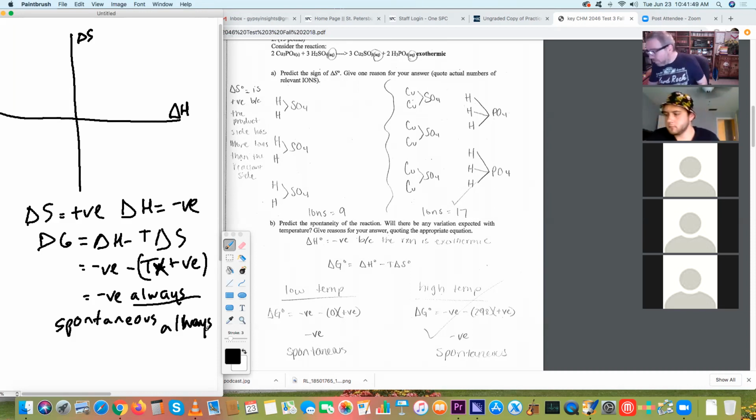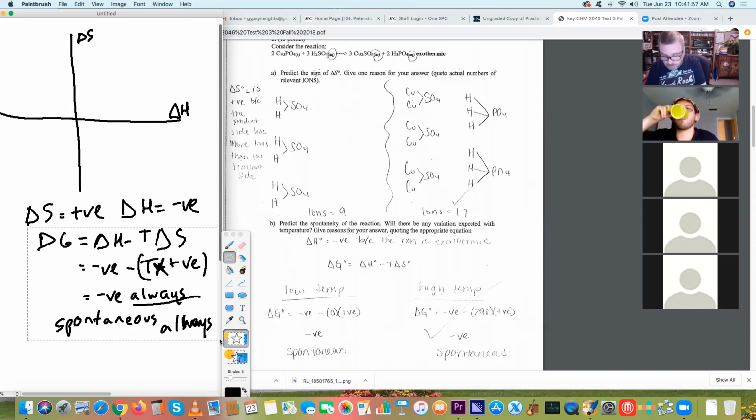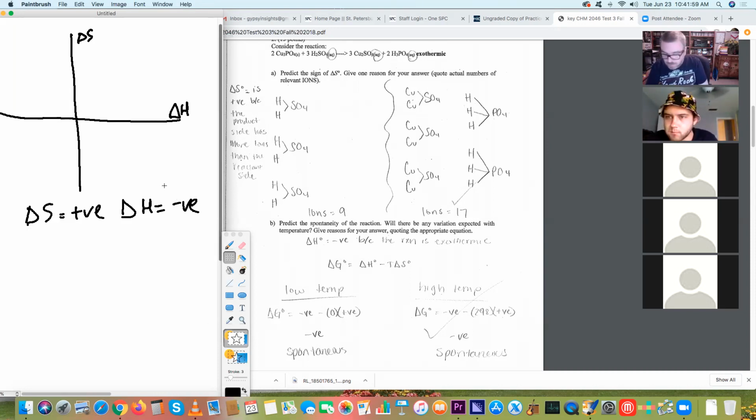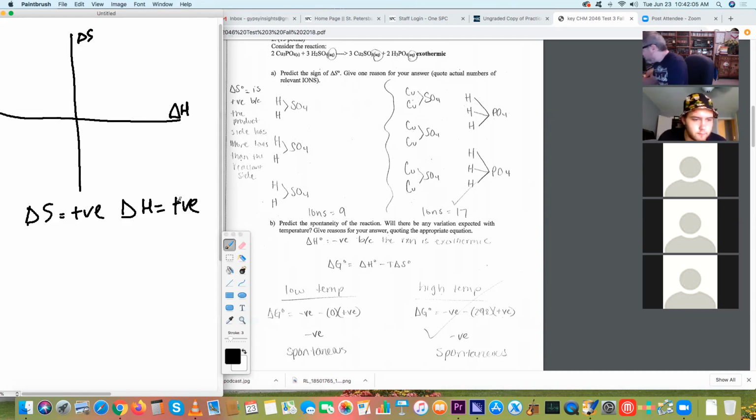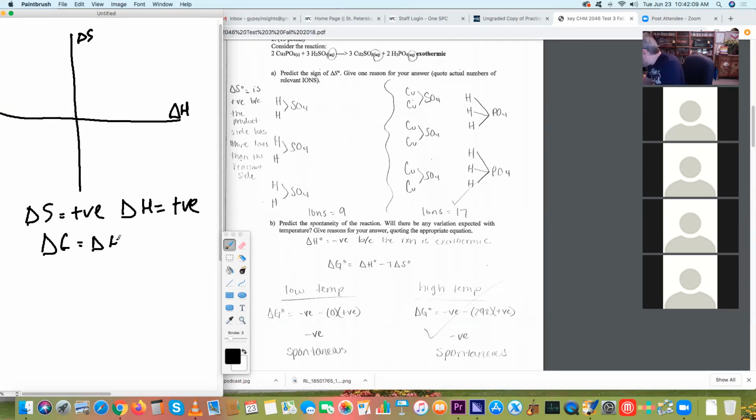Let me do an example where they are the same sign. I'll make them both positive, just for kicks. It's not the case here, but this is how it works. So delta G equals delta H minus T delta S. Delta H is a positive value.